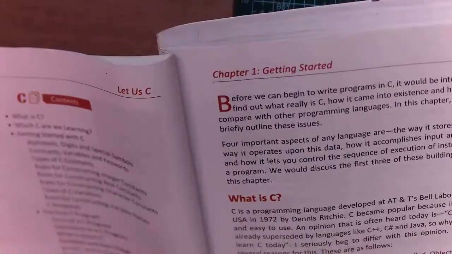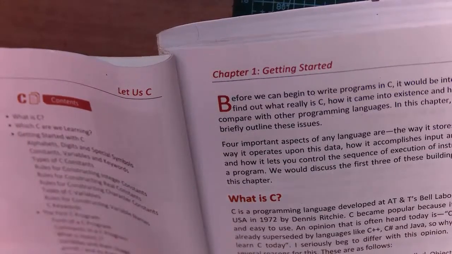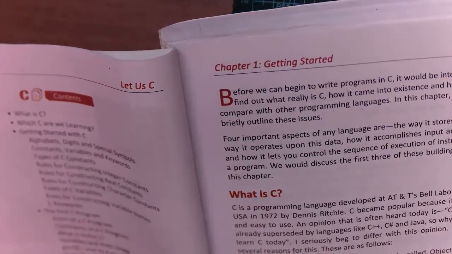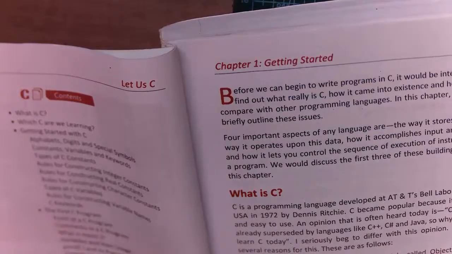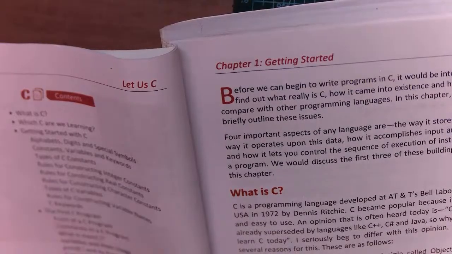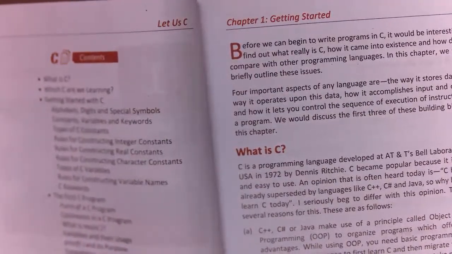Before we can begin to write the program, it will be interesting to find out what C really is and how it came into existence. C programming was started in AT&T Bell Laboratories of USA in 1972 by Dennis Ritchie. Okay, no need to understand that thing.